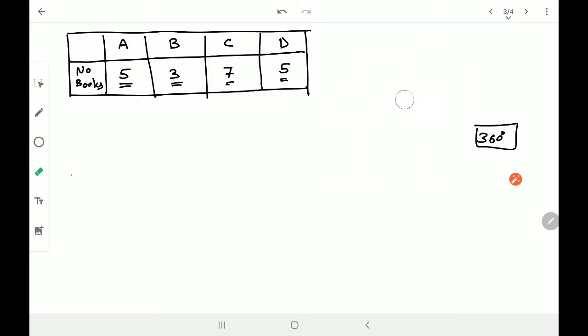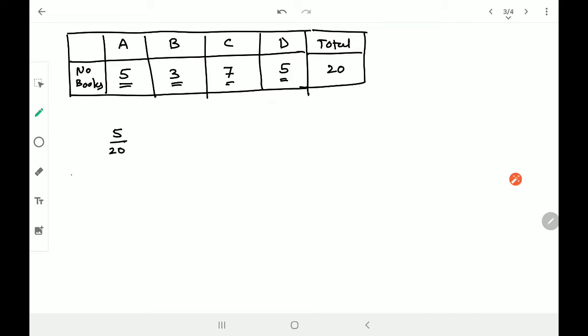So I have to compare this total with the total number of books that I have rendered to them. So I'll just go for total here. The total of this one is, I think, 20. Okay. So A has got 5 books out of 20. So how much is this fraction in terms of 360 degrees? That I have to find out, and accordingly I will get the angle. Right? Is this clear? So if I multiply this by 360, I'll get the angle.